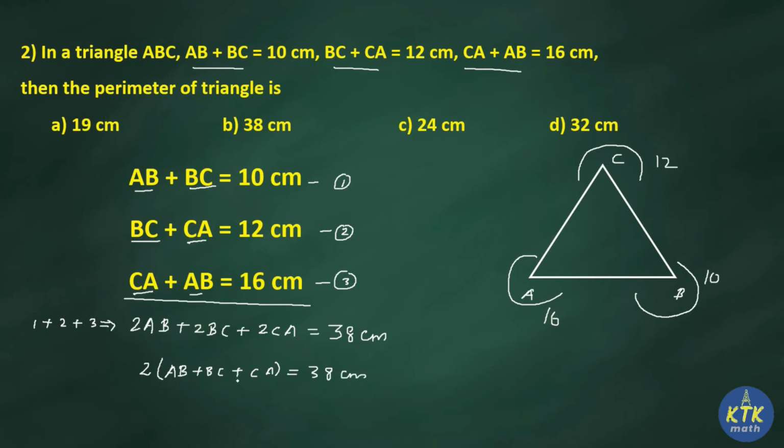Now this AB plus BC plus CA is nothing but perimeter. Sum of three sides of a triangle is perimeter. So this is what they are asking in the question, the perimeter of the triangle. So AB plus BC plus CA is perimeter, which is nothing but what? 38. This 2 is in terms of product, right? So when it comes to the right side it will become divided. So 38 by 2, 19 centimeter. So when I am adding these three sides individually, your answer is 19 centimeter. So this is how we are going to solve this sum. So for the second question also, option A is your answer.